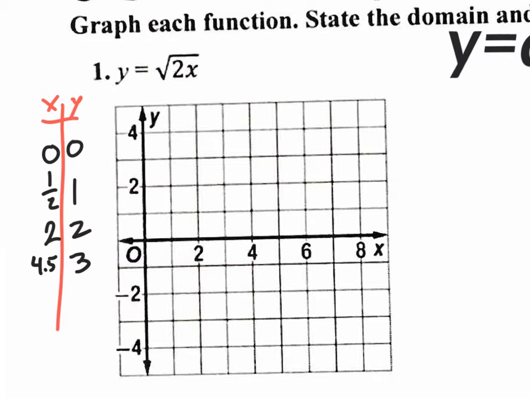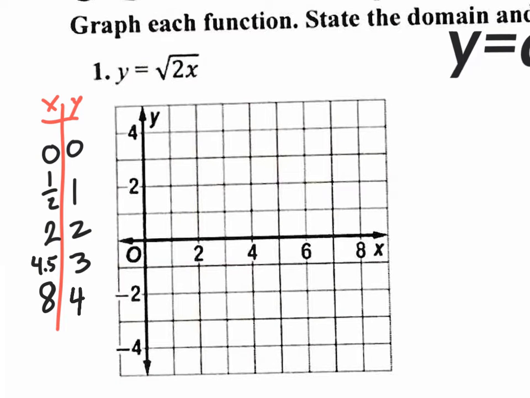How about the next perfect square number after 9? What would that be? 16. Could I change this 2x to a 16? Yeah, by changing that x to a what? 8. So if I input 8, my output will be, well, that'll be a 16. Square root of 16 is 4.